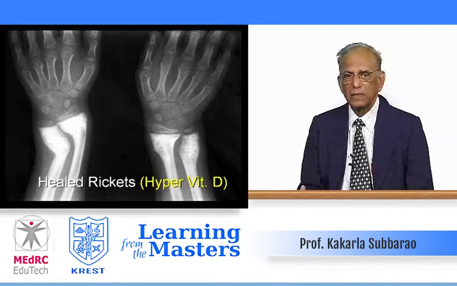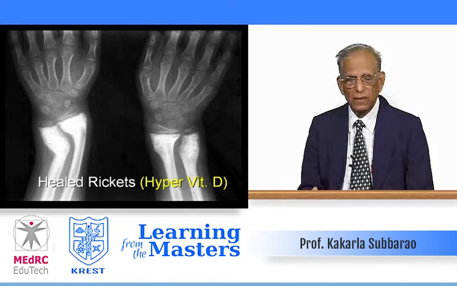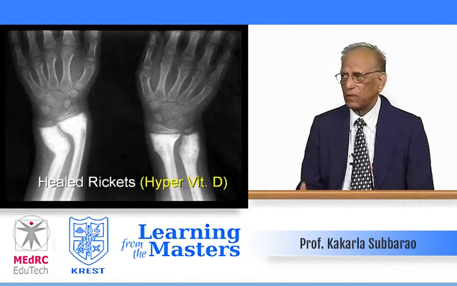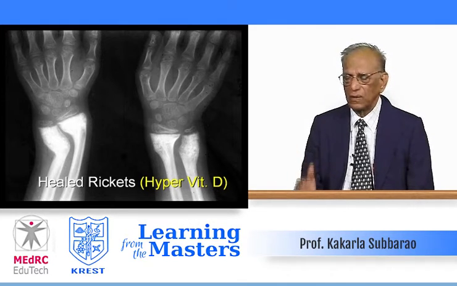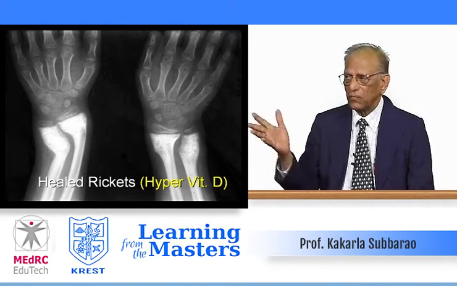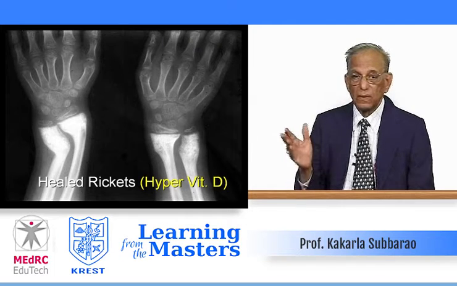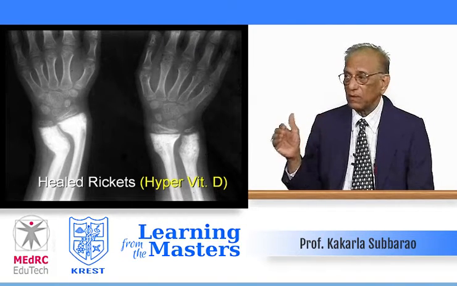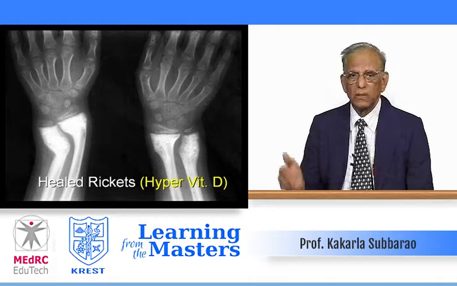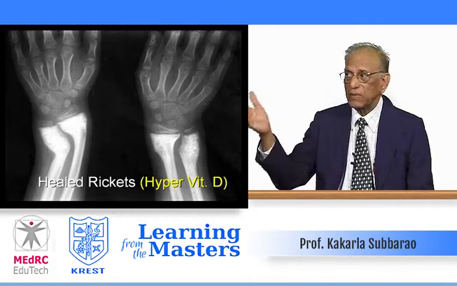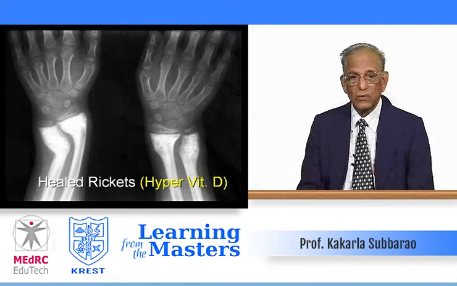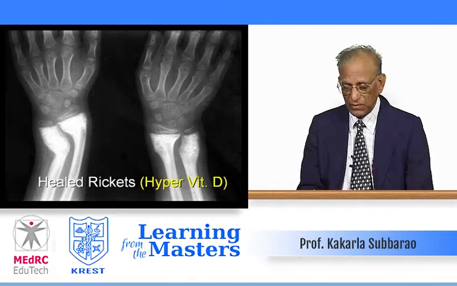And then healed rickets or hypervitaminosis D. Again, it is due to enthusiastic parents giving higher doses of vitamin D. And for rickets, the deformities persist, but remember the metaphyseal cupping, all these are filled with exuberant new bone formation at the expense of other bones. That's why you see osteoporosis of the metacarpals and phalanges.